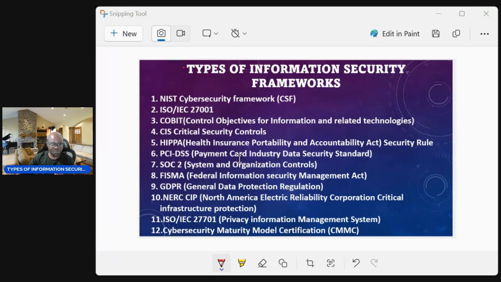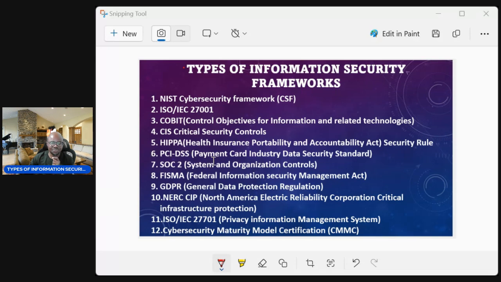And then we have number 4 framework, which is the CIS Critical Security Controls. This particular framework was developed by the Center for Internet Security, CIS. And the focus of this framework is a prioritized set of actions to defend against cyber threats. So that is the CIS Critical Security Controls.